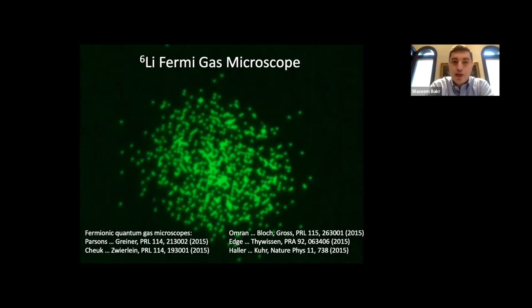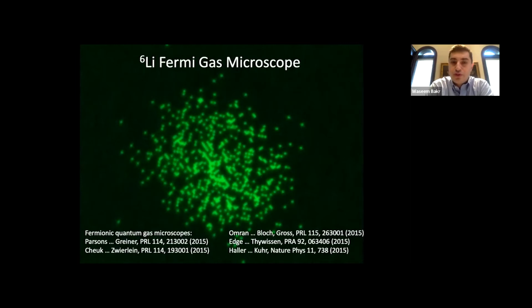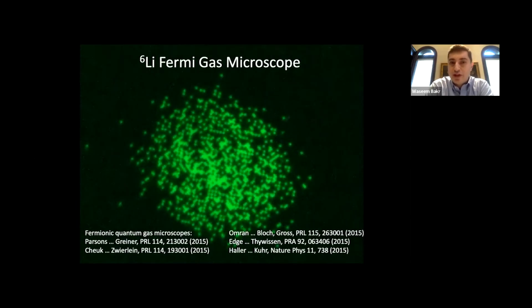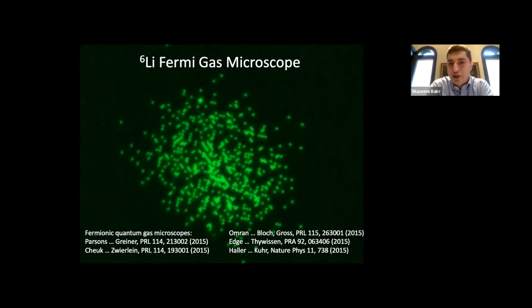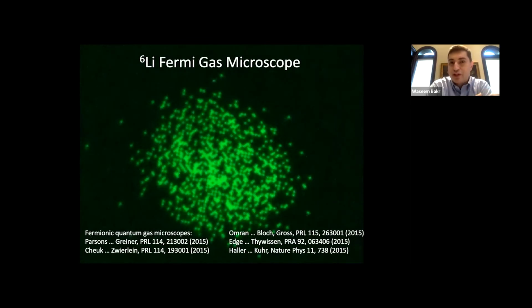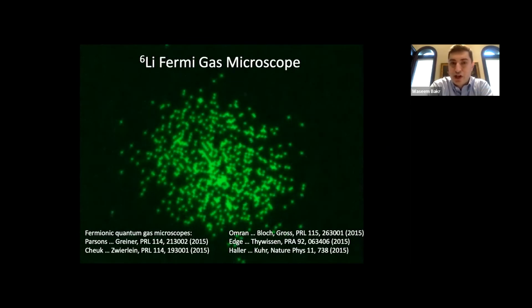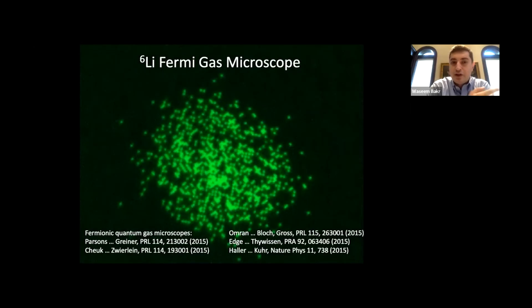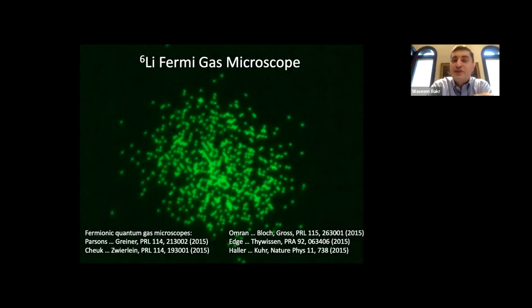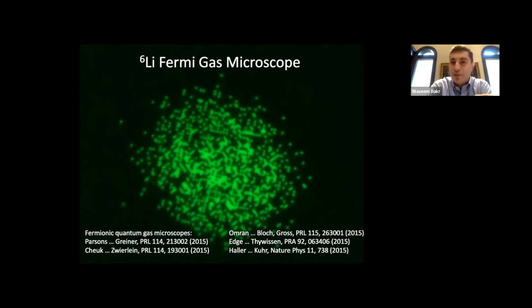So what we do is we first very quickly freeze the tunneling by increasing the depth of the lattice by a factor of 1,000 or so. So now the tunneling is completely frozen. We've projected the system onto a particular realization. And then we can scatter some light.